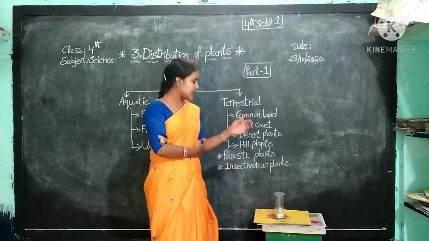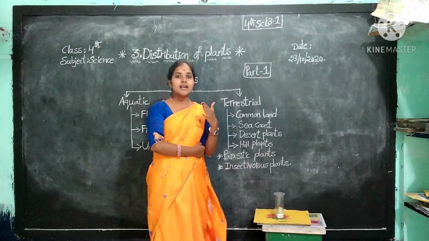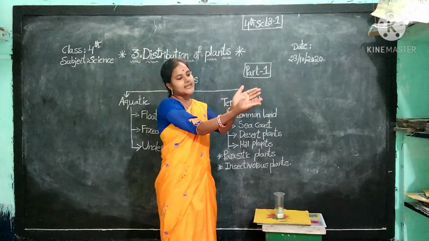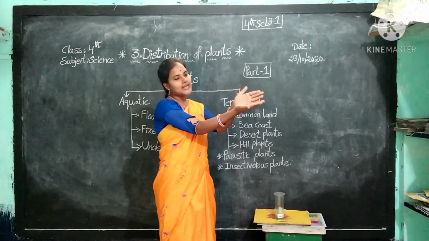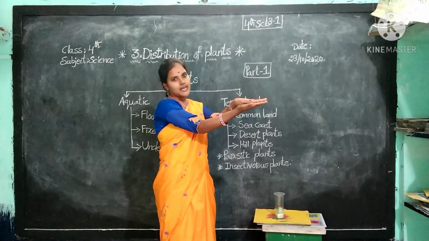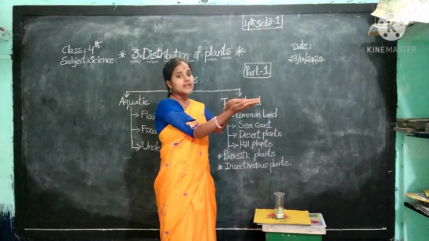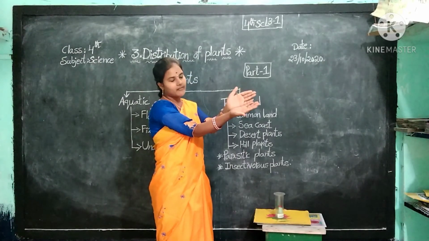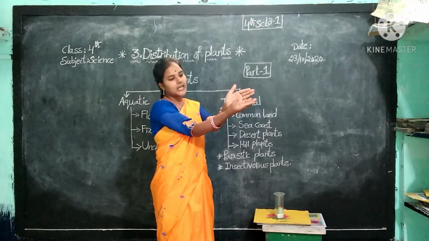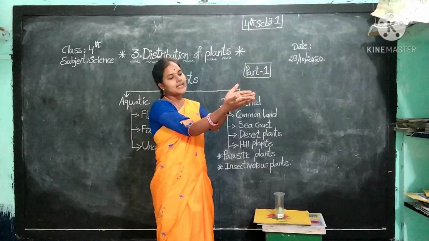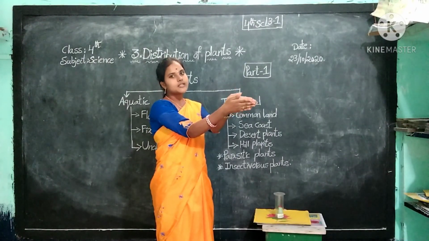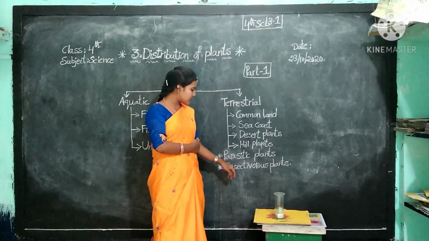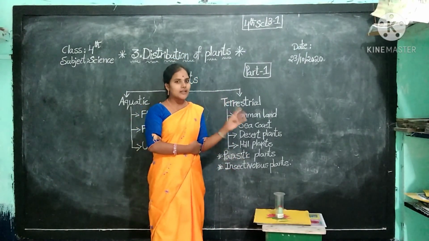The next example is the Venus flytrap. The Venus flytrap has leaves like this. When an insect comes here, automatically the leaves close like this, and digest it. That is the Venus flytrap. This is the specialty of insectivorous plants. Examples of insectivorous plants are Nepenthes and Venus flytrap.